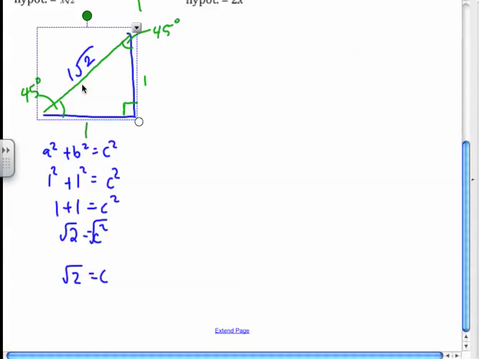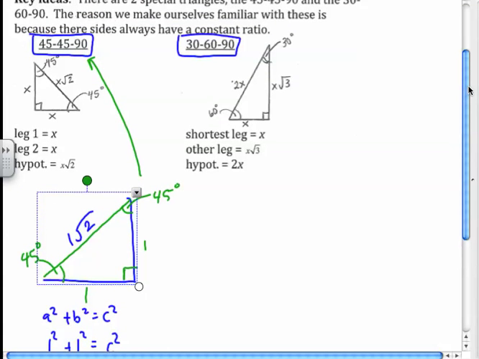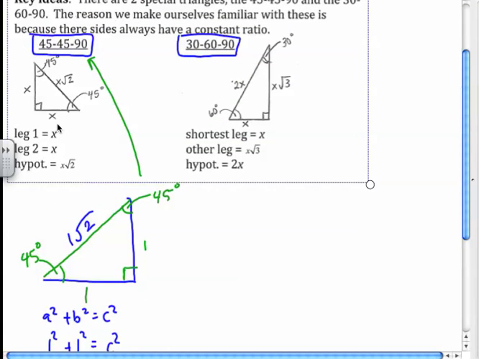Interesting. Let's go back up just for a moment and look at the little diagram I had drawn for us here. X, X, X root 2. You need to memorize it. The legs are the same, they're both x's, and the hypotenuse is a leg times root 2. Memorize it. You'll get it.